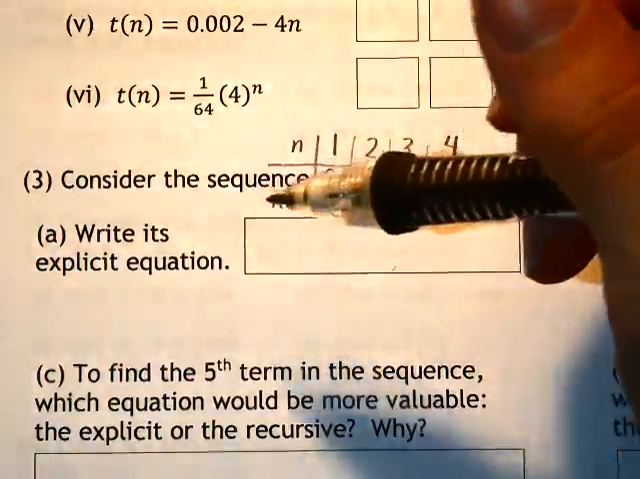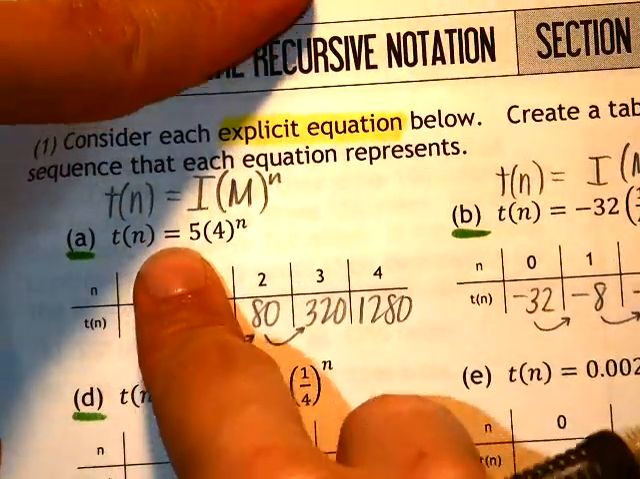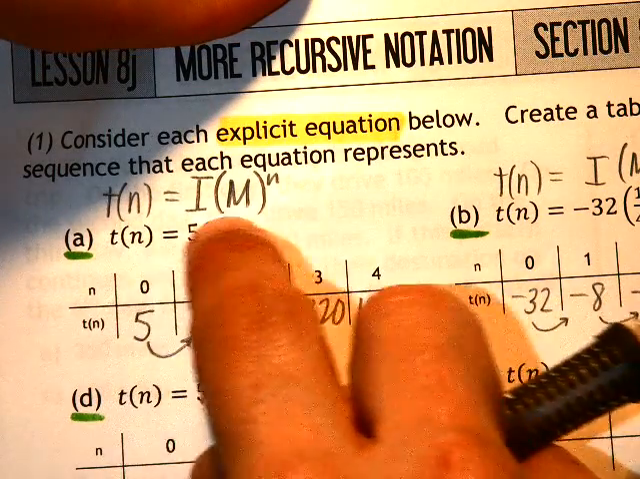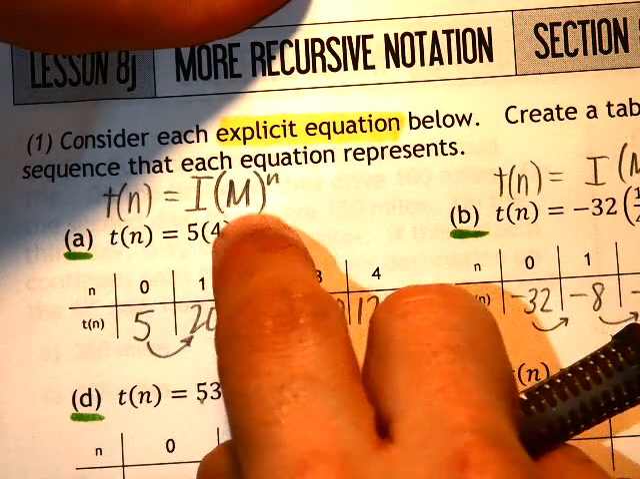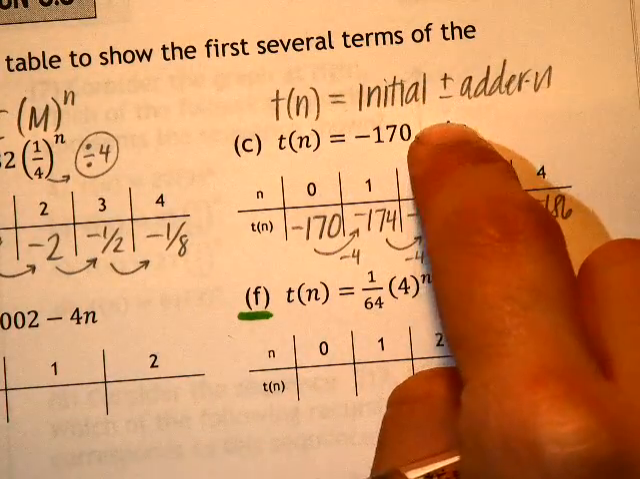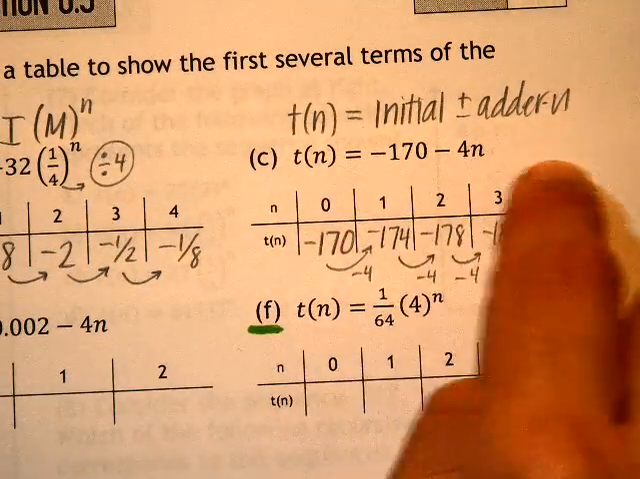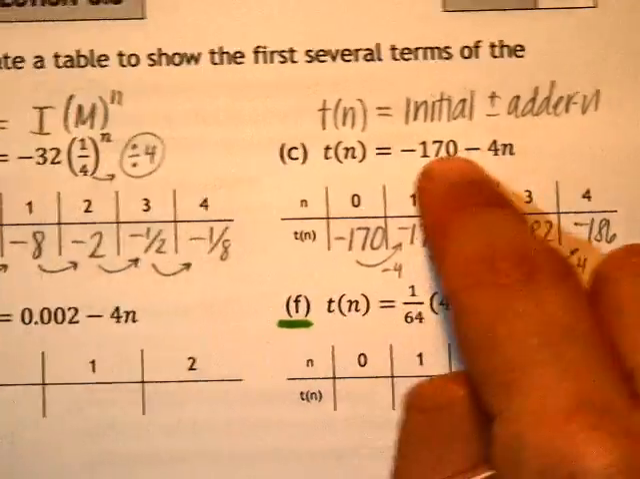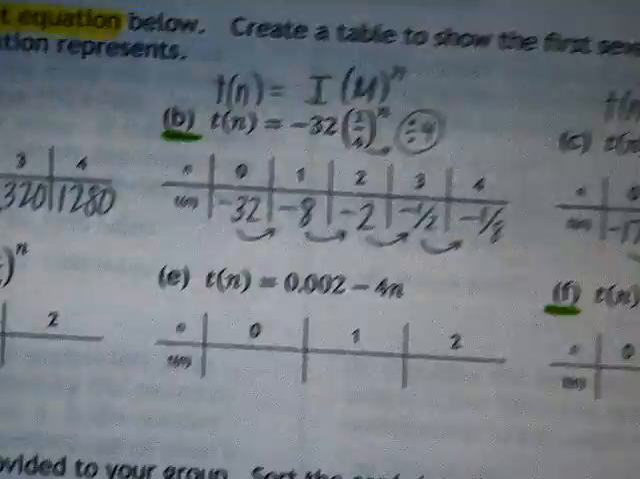Now, it does ask for us to write the explicit equation, which is kind of a review of what number 1 was about. Remember, question number 1 gave us both types of explicit equations, so we have notes there. An explicit equation for a geometric pattern is this one, with the initial value times the multiplier, power of n. Initial value plus or minus adder times n would be the pattern if it's an arithmetic sequence. So we do need to know what kind of sequence we have so we can tell which notes to use.